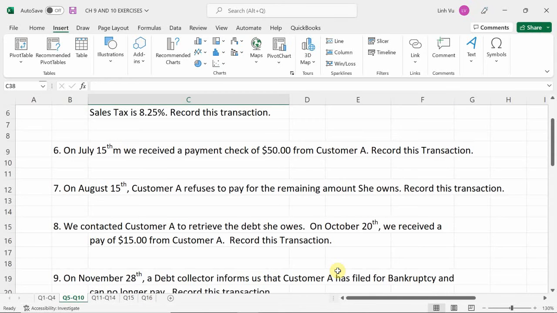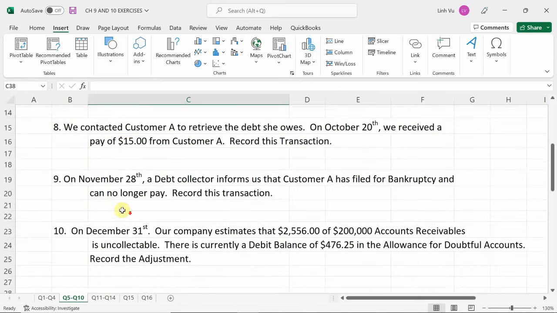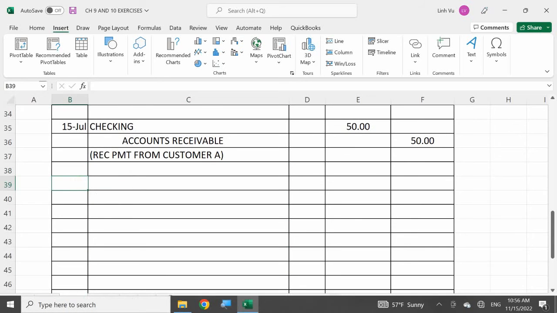Number 7 says, on August 15, customer A refuses to pay for the remaining amount she owes. So in this case, how do we record this transaction? Here, we're being flagged that it's a potential bad debt, and it's during the year, and we know exactly who. So using the allowance method, how do we record that we have potential bad debt during the course of the accounting period, when we know exactly who? You're going to use the allowance for doubtful accounts and transfer the amount from the accounts receivable into the allowance for doubtful accounts. You always do that during the year.